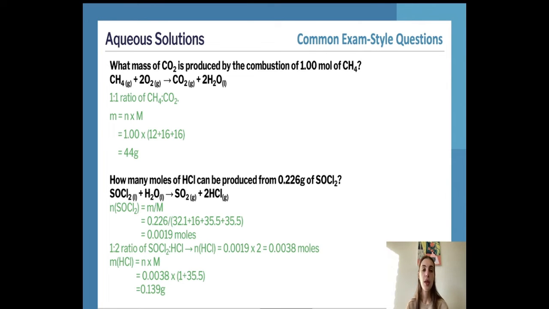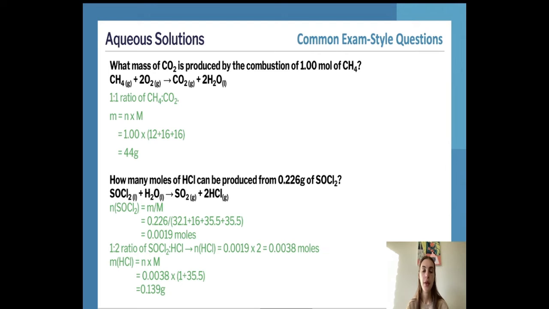Our next question which we're going to look at is how many moles of HCl can be produced from 0.226 grams of SOCl2. And so again, they've given us the equation here, but typically in an exam, they would tend to want you to write the equation yourself. But the equation is always the first step if it's not written for you. And so that's SOCl2 plus H2O makes SO2 plus 2HCl.